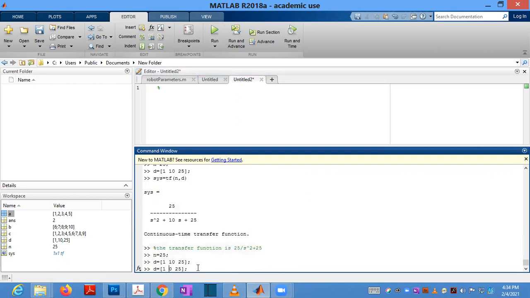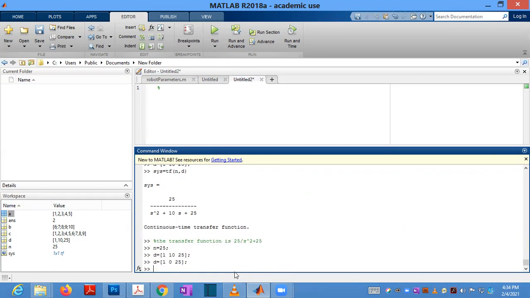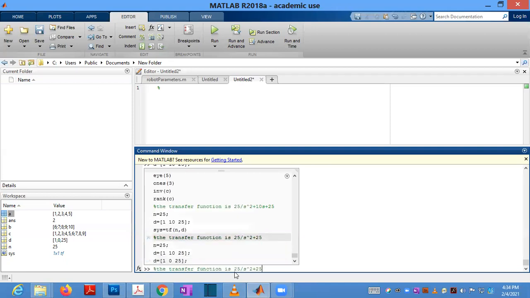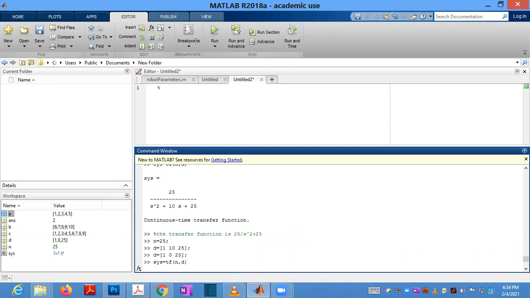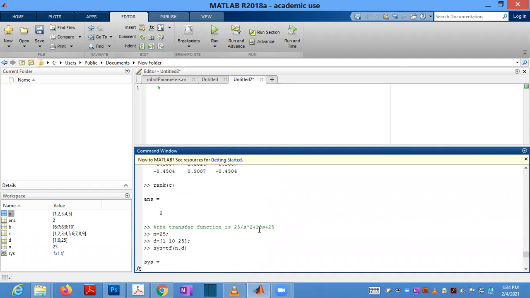One 0 25. So s raised to 1 term is not there, so you have to put 0 there. So s raised to 2 is there, s raised to 1 is not there. That is why you have to put 0 there. And I am entering sys is equal to tf of n comma d. It will be showing us 25 upon s square plus 25. So the term is not there. This term is not there. You have to put a 0 in between.